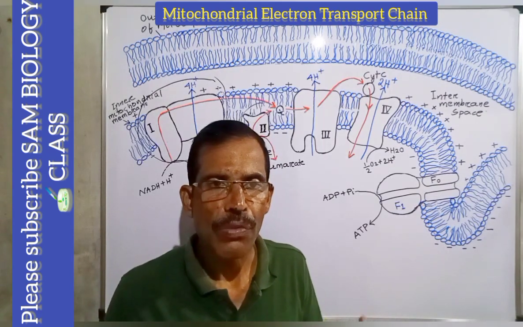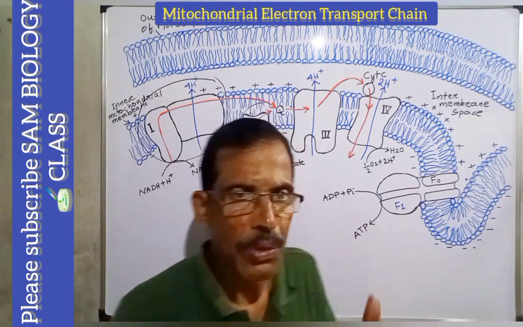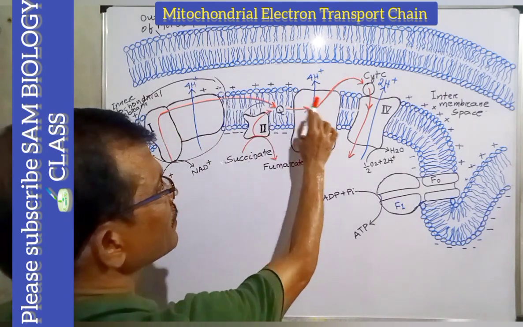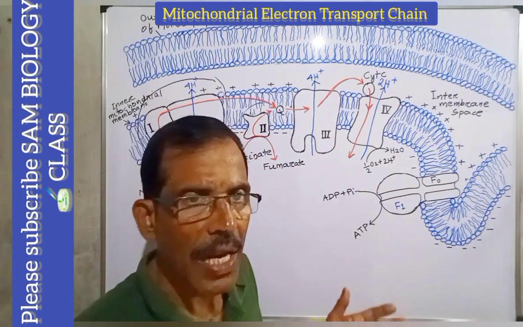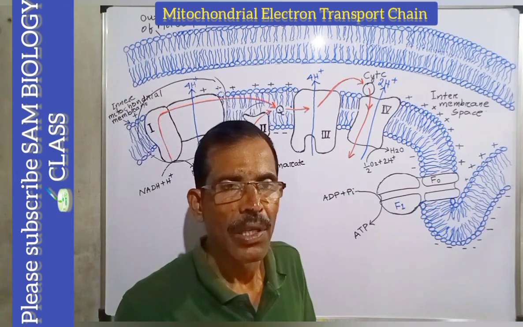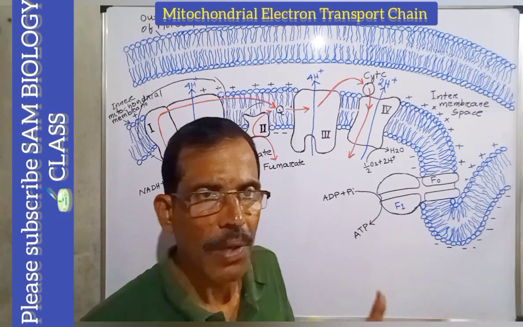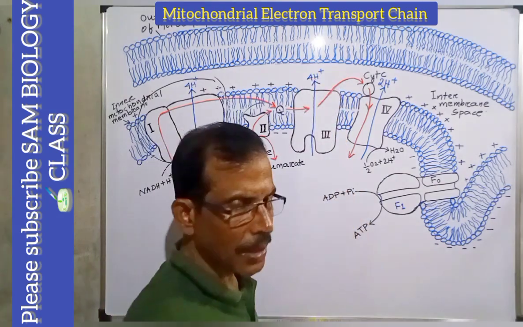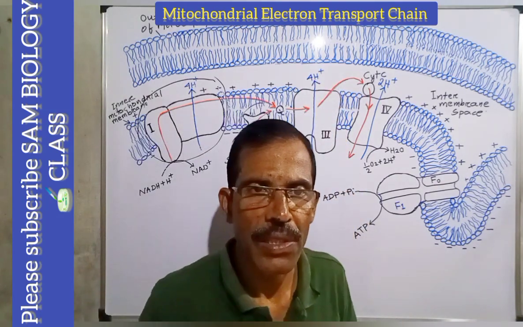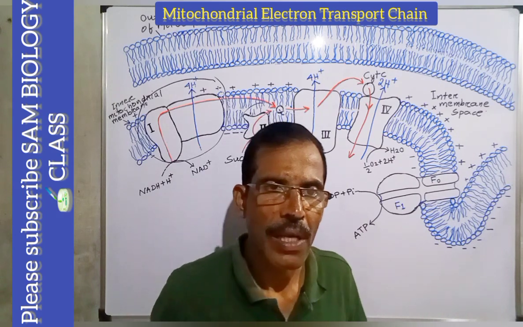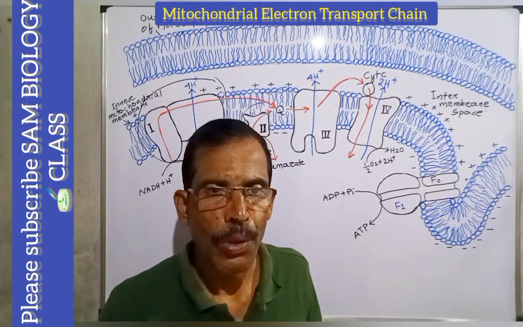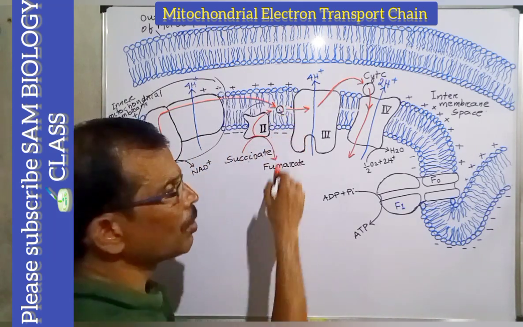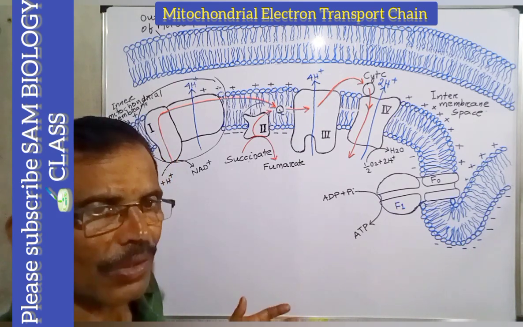Ubiquinol, the fully reduced form of ubiquinone, then diffuses in the inner mitochondrial membrane from complex 1 to complex 3, where it is oxidized to ubiquinone in a process which is coupled to the outward transport of protons from matrix to the intermembrane space. Other substrates such as glycerol phosphate and fatty acyl coenzyme A also donate electrons into the respiratory chain at the level of ubiquinone, but not through complex 2.